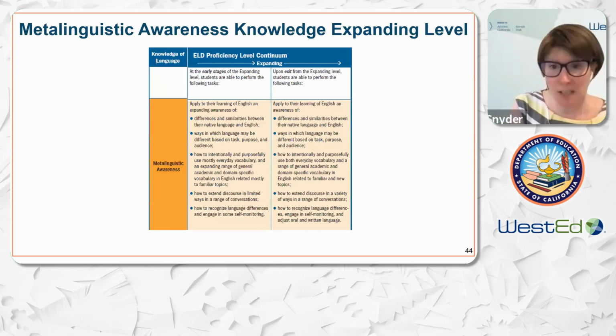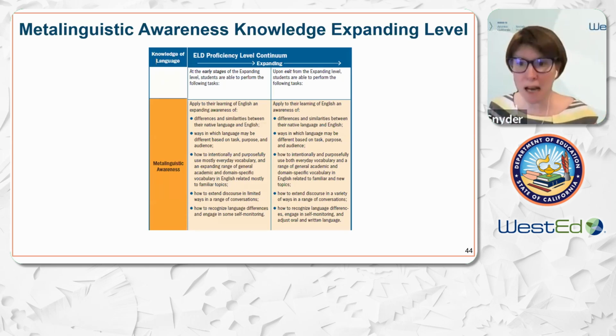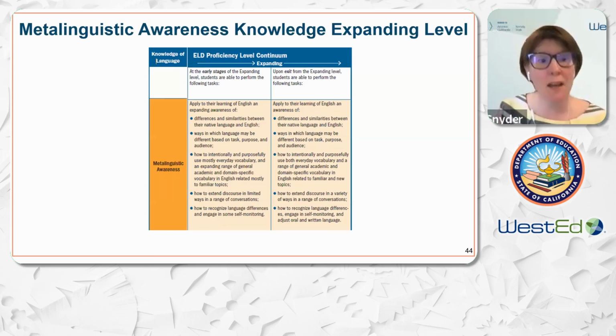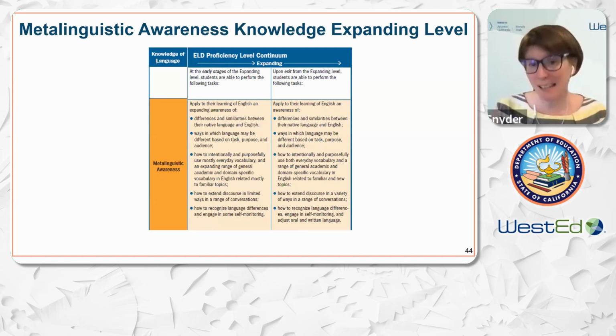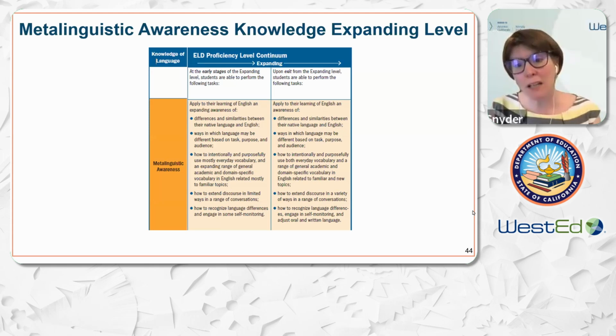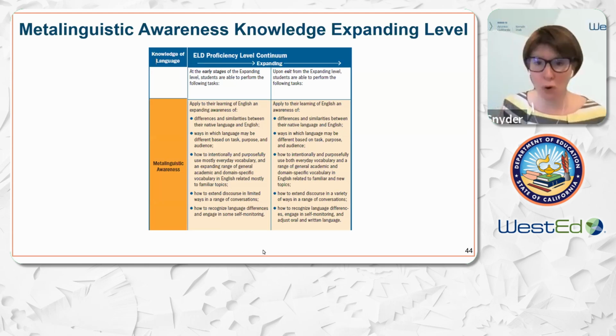Upon exit from the expanding level, EL students are able to apply to their learning of English an awareness of differences and similarities between their native language and English, ways in which language may be different based on task, purpose, and audience, how to intentionally and purposefully use both everyday vocabulary and a range of general academic and domain-specific vocabulary in English related to familiar and new topics, how to extend discourse in a variety of ways in a range of conversations, and how to recognize language differences, engage in self-monitoring, and adjust oral and written language.